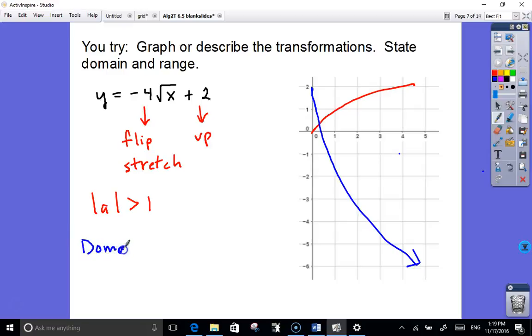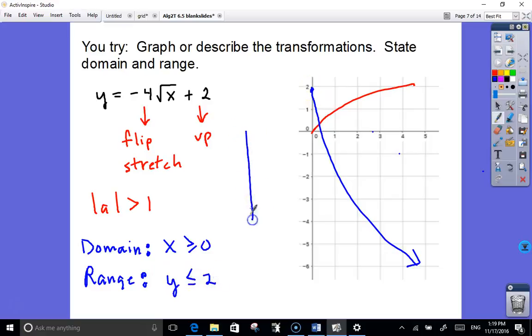Now in terms of domain and range, domain, what would you say is the domain? X is greater than or equal to 0, right? Remember, the x's are these values here, so it's starting right there and goes to the right. And what about the range? Nope. It's less than or equal to 2, right? 2 is the greatest value there, so y is less than or equal to 2.